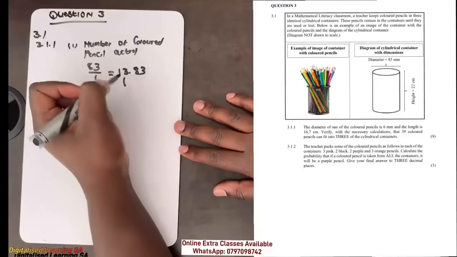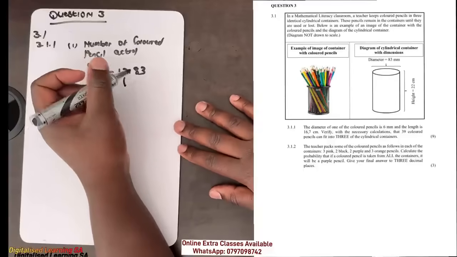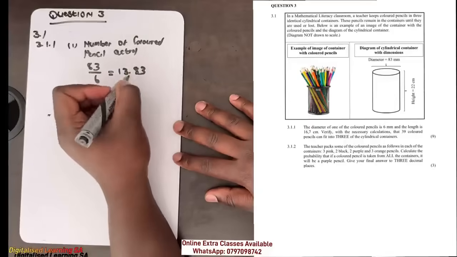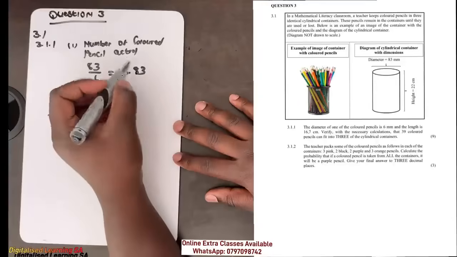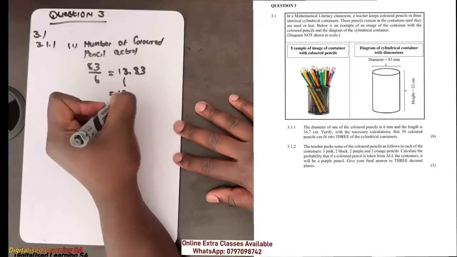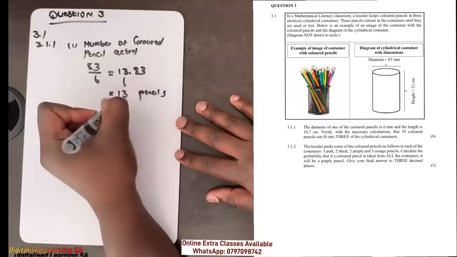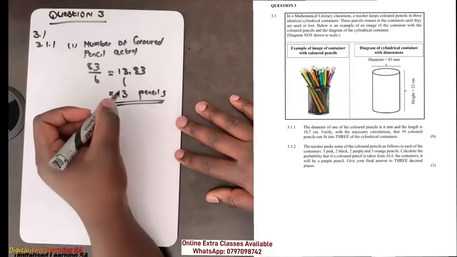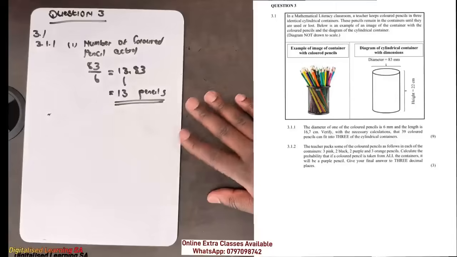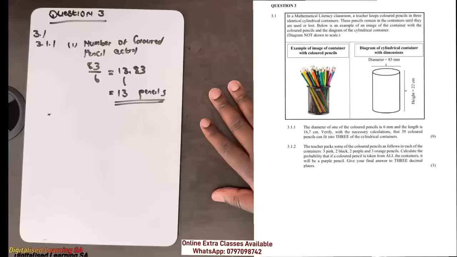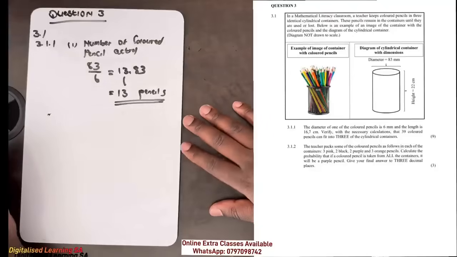And guys, a pencil needs to be a whole number, so it needs to be discrete, meaning that we will take away our decimals, and our final answer will be 13 pencils, because a pencil needs to be a whole number. We can't have 5.5 pencils. It's either 5 pencils or 6 pencils or 10 pencils, but we can't have 10.10 pencils or 13.1 pencils. Okay, so our answer will be 13 pencils.